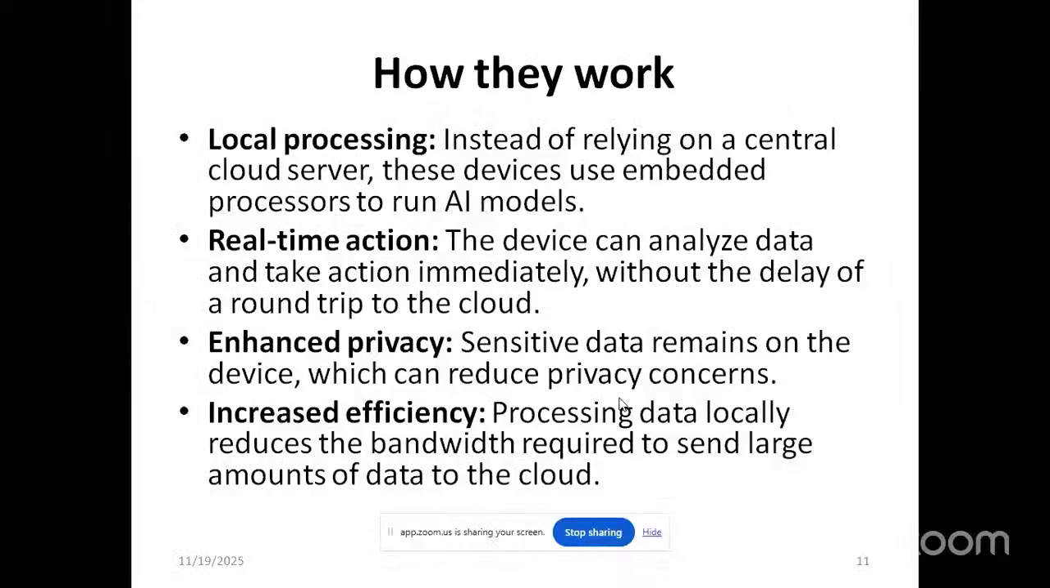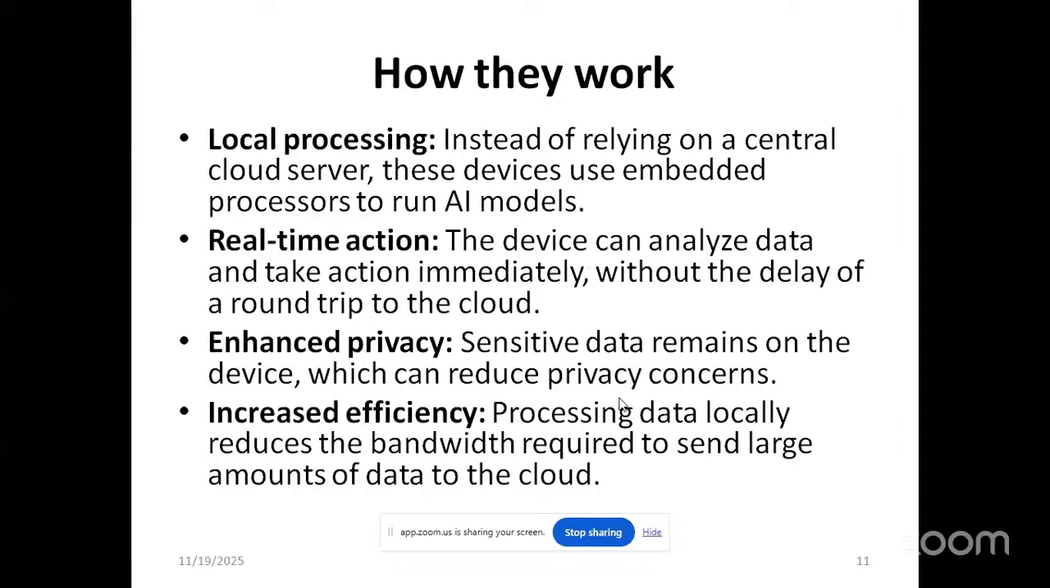How do these systems work? First of all, local processing. Instead of relying on a central cloud service server, these devices use embedded technology and processors to run the AI models.